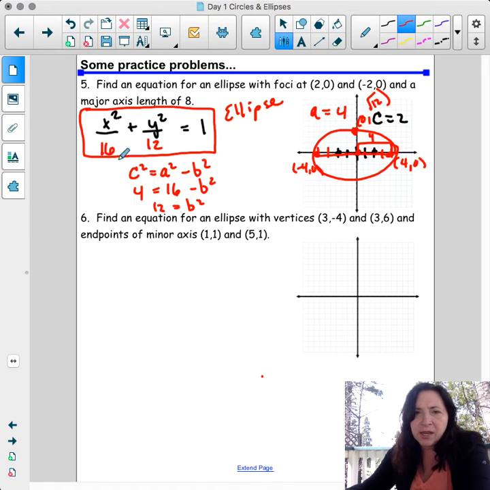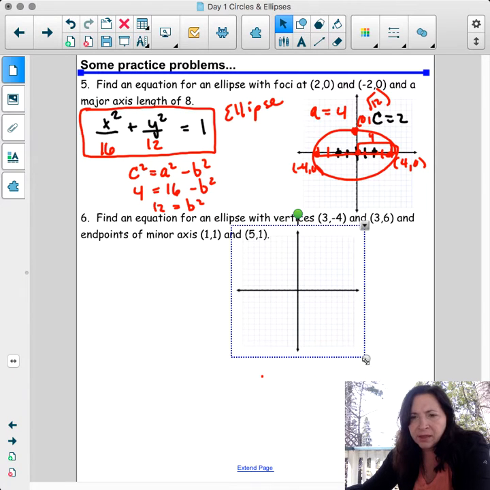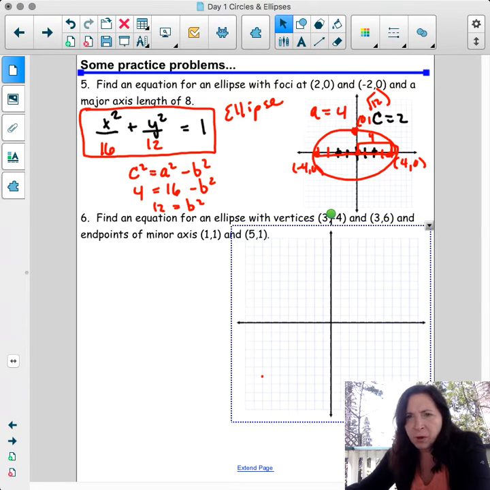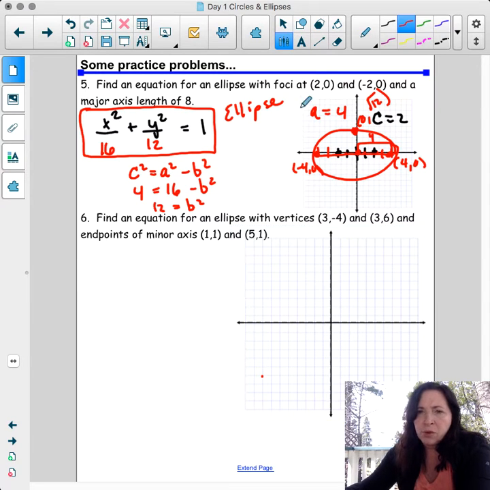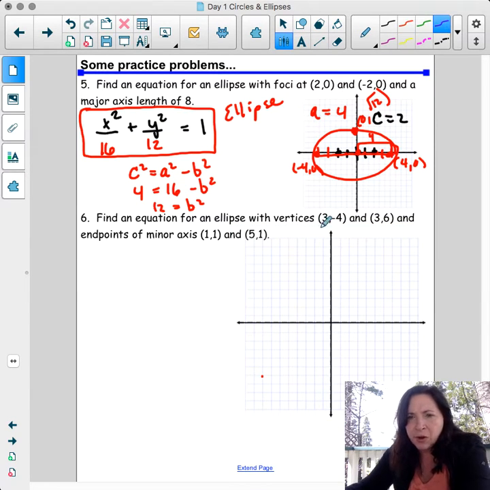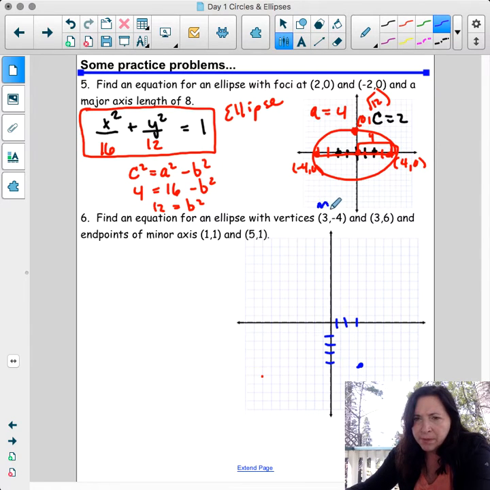For this example right here, find an equation for an ellipse that has vertices of 3, negative 4. And I really think that the best way to solve these problems is to make a graph. You have to practice graphing these. Your vertices are at 3, negative 4, so 1, 2, 3, 1, 2, 3, 4. So this is going to be my major axis right here. Major axis is where my major vertices are. So we have 3, negative 4, and then I have 3, 4, 5, 6. So here's another find an equation with vertices, and that's 3, 6.